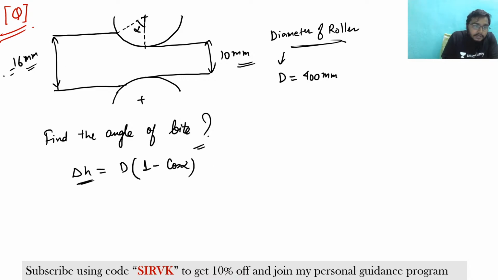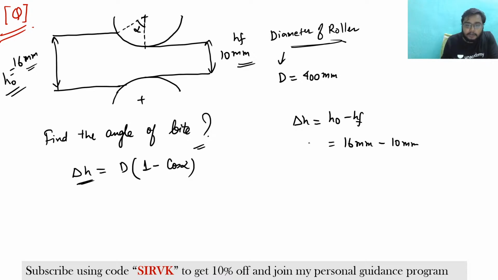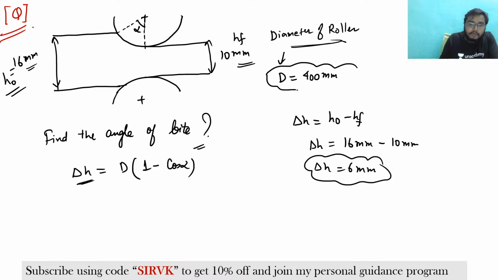Earlier it was H naught, so H naught is this. This is HF. So you can find delta H is nothing but H naught minus HF by 2, which is what this is. This is delta H. You can find it here, that is 16 mm minus 10 mm. Delta H would be what? 6 mm. Substitute the 6 mm here. What is the diameter? You know the diameter, 400 mm.